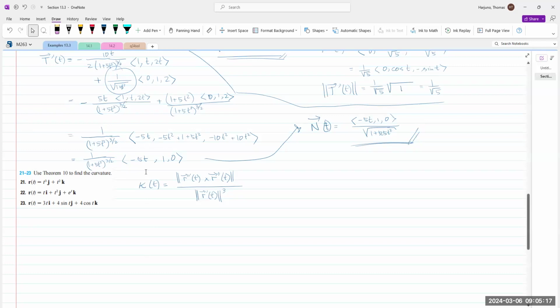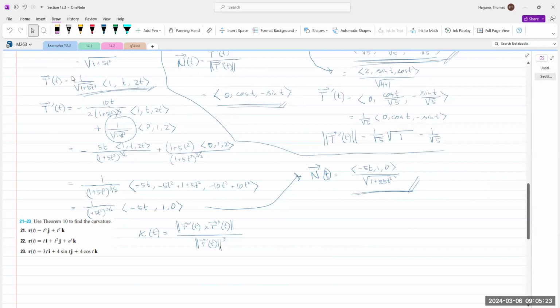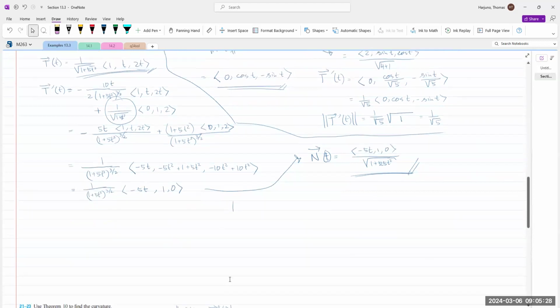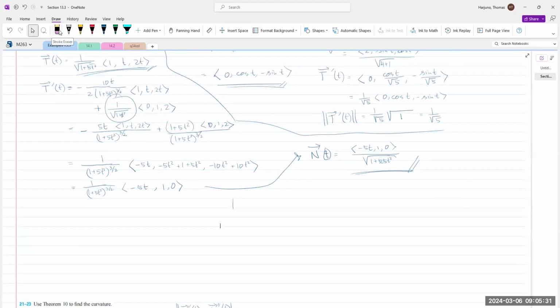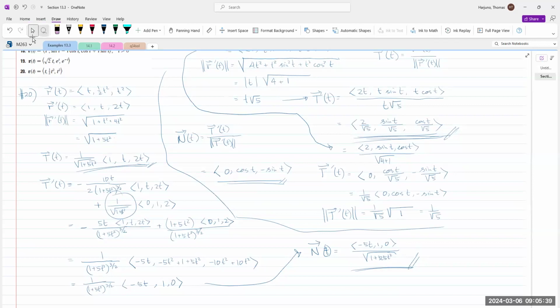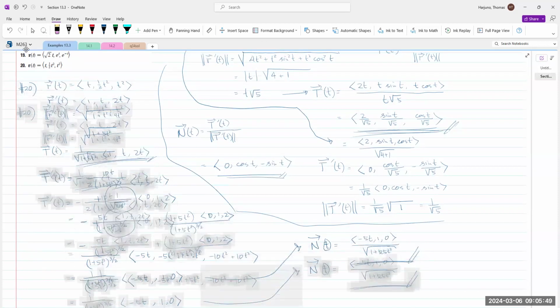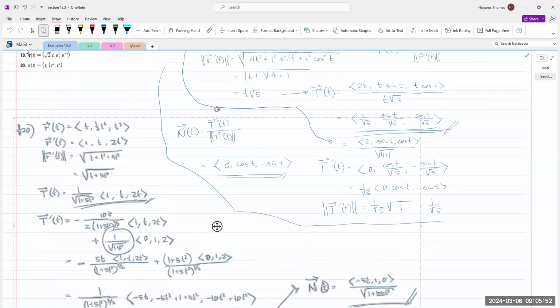Oh, you know what? I think the previous question also asked us to find the curvature. Let me step back a little bit. Let me take the whole thing here and shift it down a little bit so that I have enough space for this.